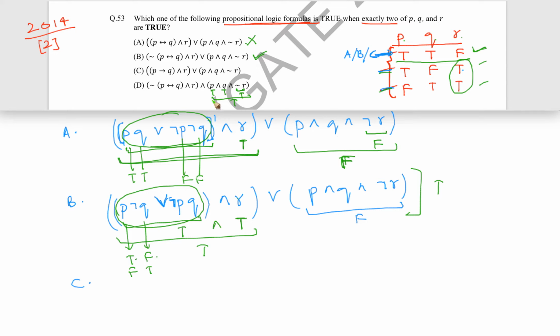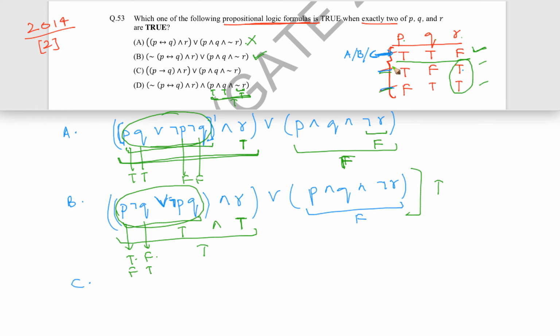So with respect to the other three statements A, B and C, we have seen that if the right part was going to be true, then we don't need to check the left part because OR was there, but here AND is there. Since AND is there, even if the right part is true, for the entire statement to be true, we have to see that the left part also has to be true.